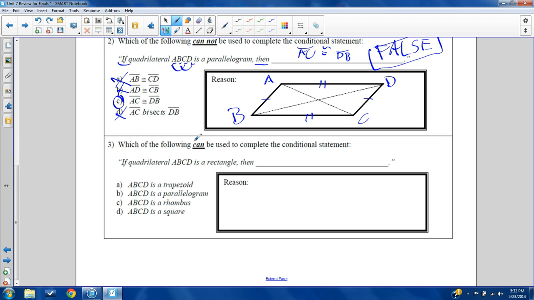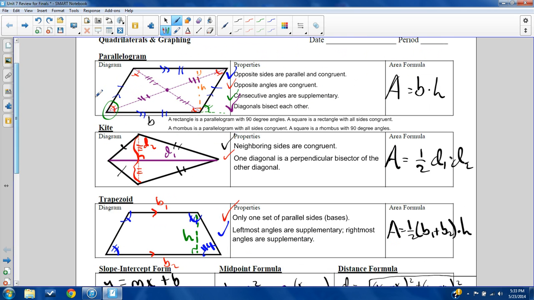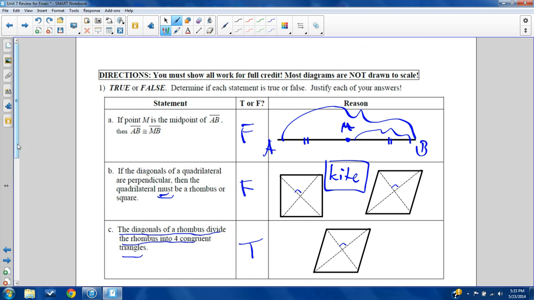Number 3, which of the following can be used to complete the conditional statement? If quadrilateral ABCD is a rectangle, then ABCD is a trapezoid. No, see, trapezoids don't have two sets of parallel sides. That doesn't work. ABCD is a parallelogram? You betcha. I talked about that earlier over here. I wrote a sentence that started with, a rectangle is a parallelogram. So if you have a rectangle, then you have a parallelogram.